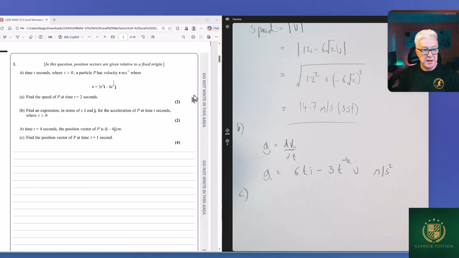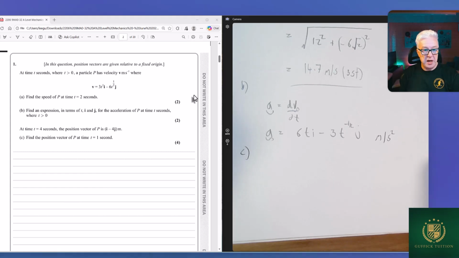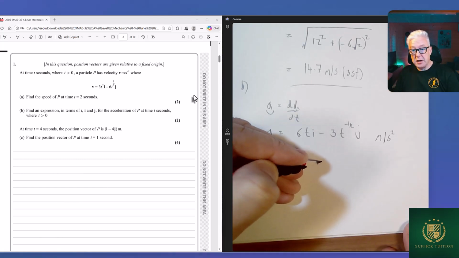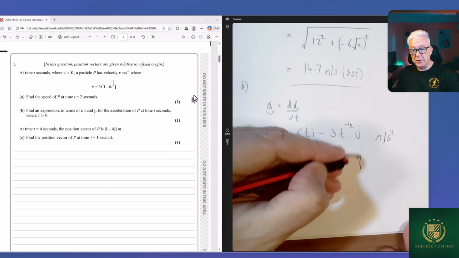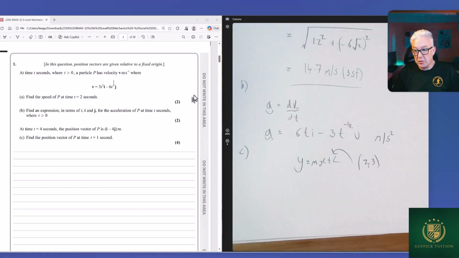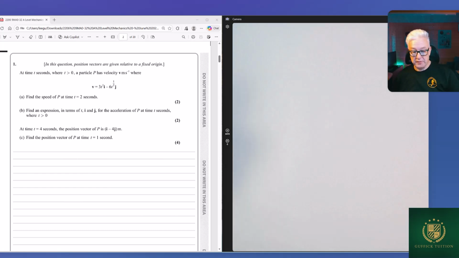And then finally, part C, it says at time t equals 4 seconds, the position vector of P is i minus 4j meters. Find the position vector of P at time t equals 1 second, worth 4 marks. Now this is a bit like when you're given y is equal to mx plus c, but they tell you a coordinate on the curve so that you can work out what c is. That's basically what's going on here. So the first thing we need to do is integrate our velocity expression in order to get an expression for displacement, okay?